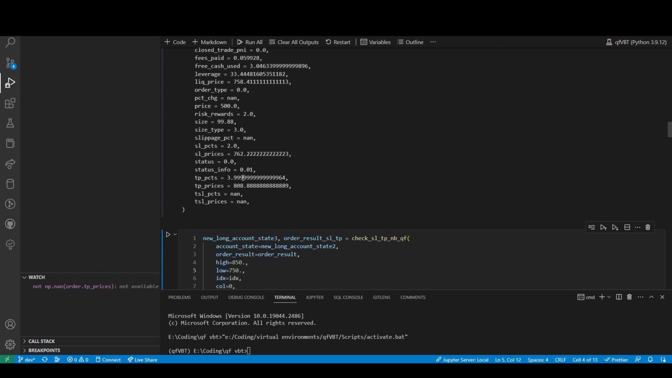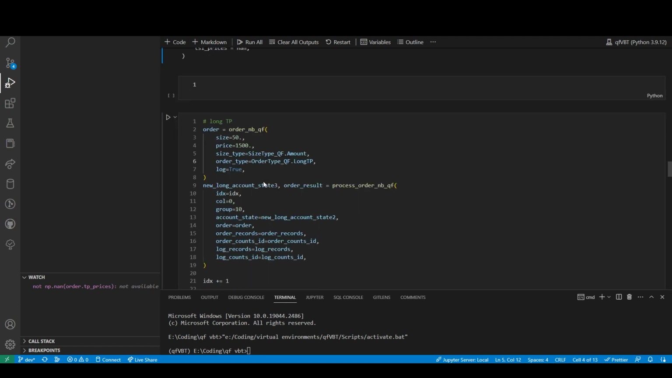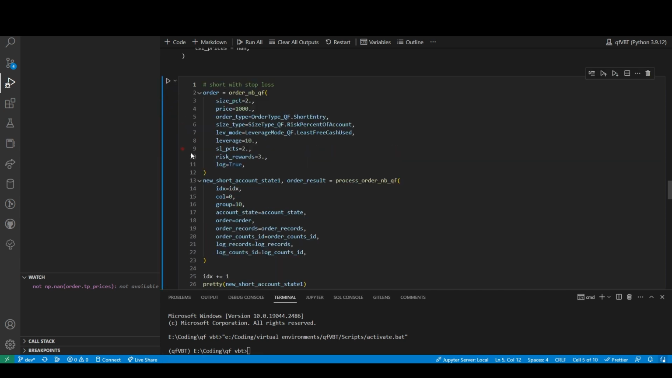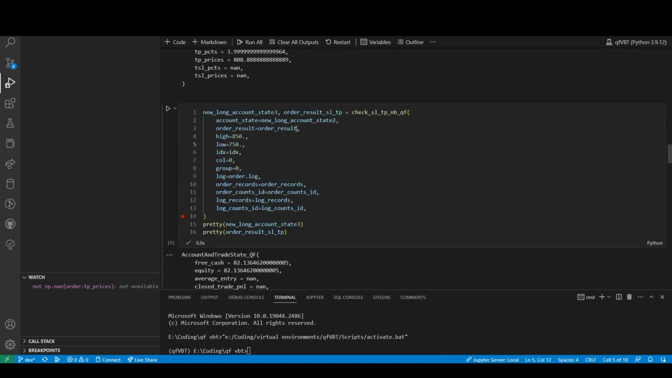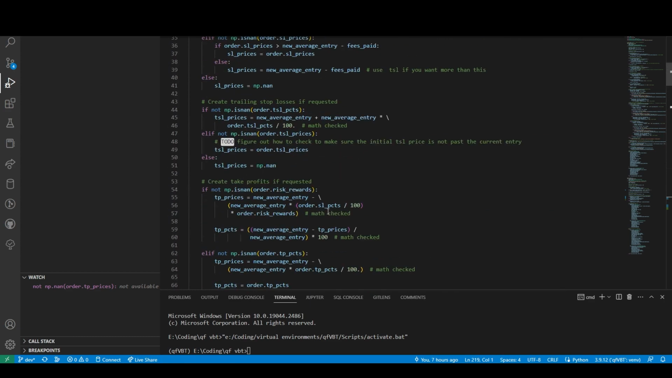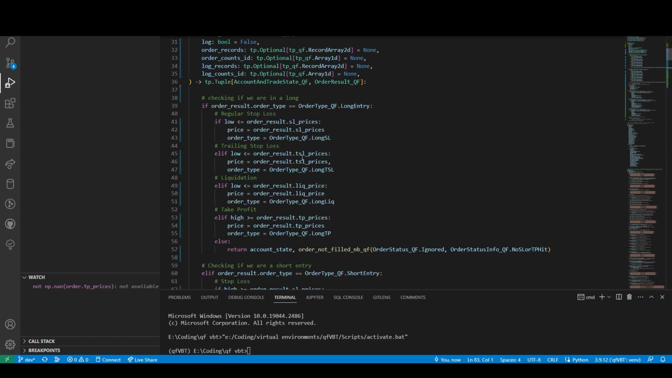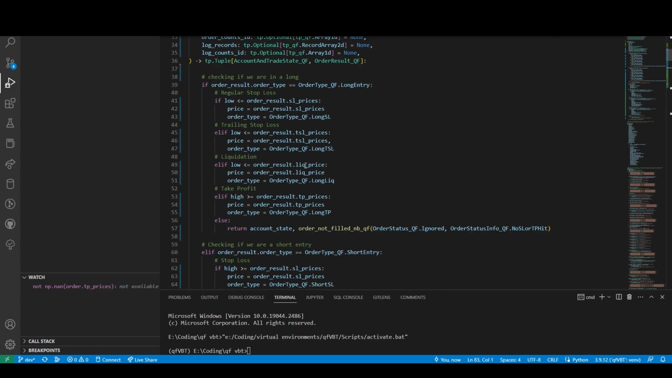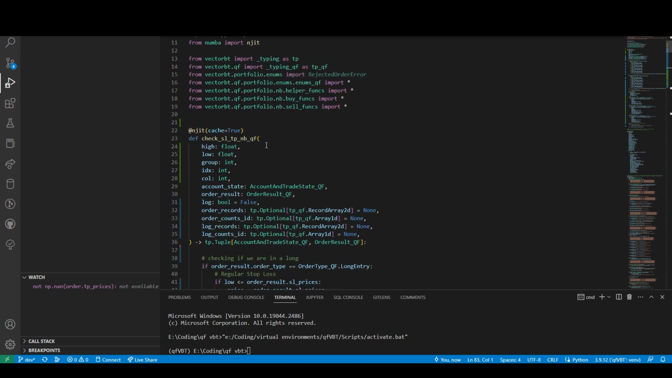Take profit. I don't know why this isn't just 4. Oh man, I'm getting really exhausted from this. So what if... Oh wait, I made it so that we could only take the full profit. I might have to actually separate this, check stop loss take profit in B. This might have to be close.